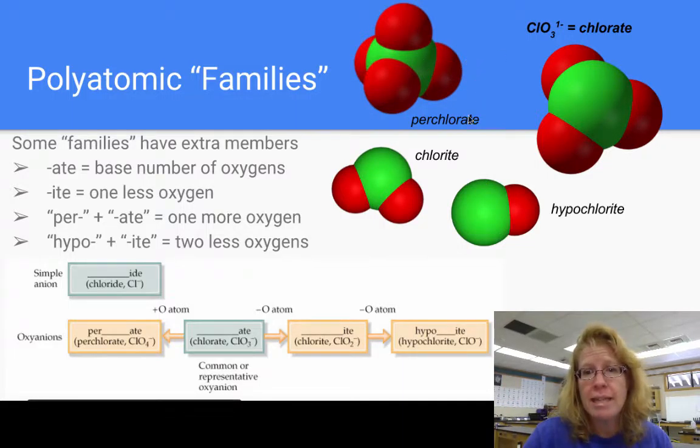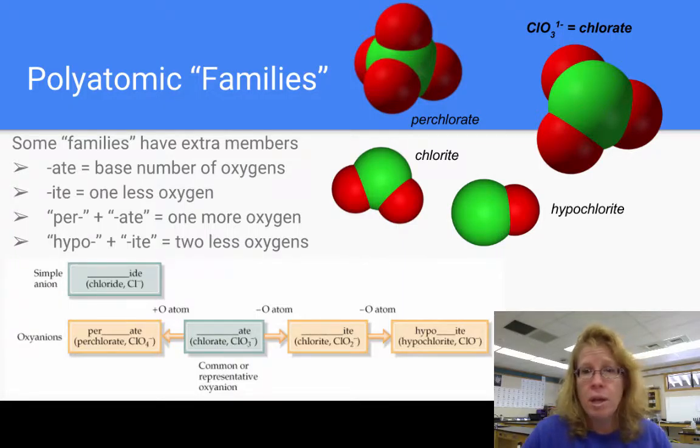We can also use ate and per as a prefix to tell me there's 1 more. So if chlorate's ClO3, then perchlorate is ClO4. It's got 1 additional oxygen to it, and that's what the per on the beginning stands for. So again, there's this whole sort of family thing that goes on with these, that you've got the base one, which is the ate form, and then all these other 3 possible family members that have either -1, -2, or +1 oxygen to it. Does not change the charge at all.